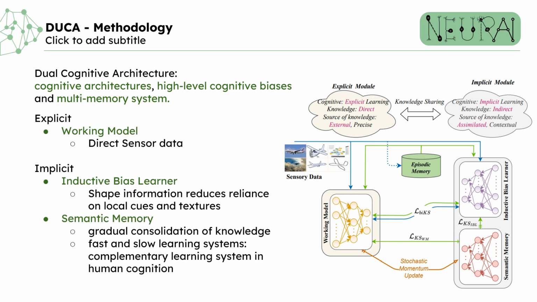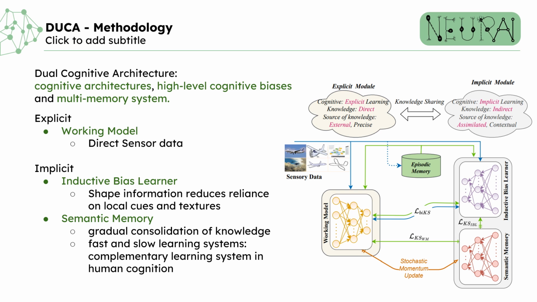DUCA consists of two modules, the explicit module and the implicit module. The explicit module has a single working model and processes the direct incoming visual data. The implicit module further consists of two submodules. First is the inductive bias learner, which embeds relevant prior information. Here, we propose to utilize global shape information as the prior. This is because networks are shown to be biased towards textural information, unlike humans who are more biased towards the semantics. The second is the semantic module.